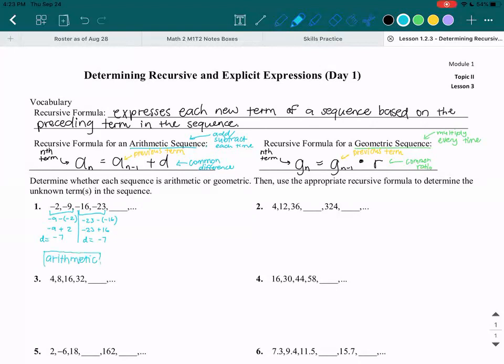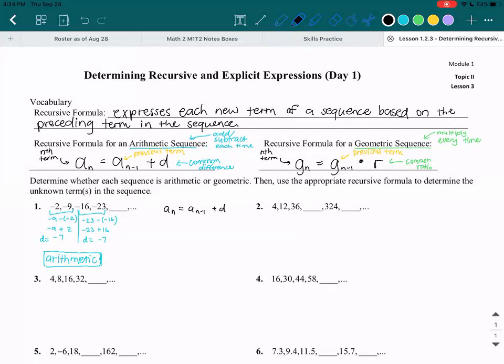So I'm going to put this in a box. Okay, so we have an arithmetic sequence here. And so if we have an arithmetic sequence, we will be using the arithmetic recursive formula. So let me write it out. a sub n is equal to a sub n minus 1 plus d. So that is our formula.